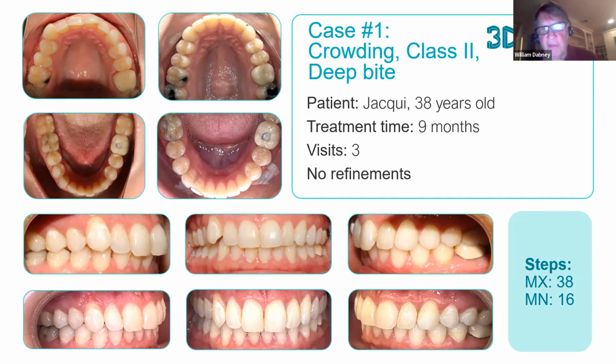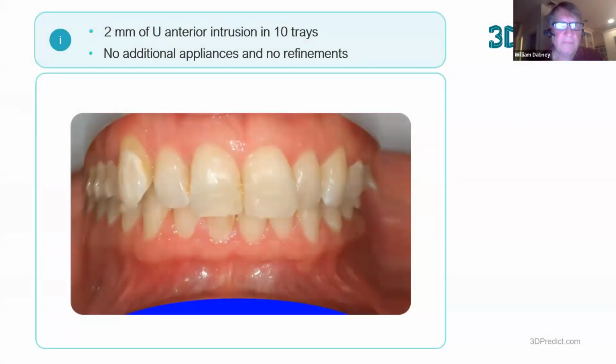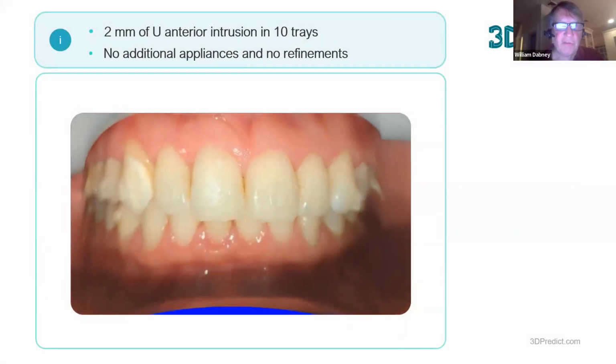And I can explain that stuff to you later. But it's kind of like, oh, maybe I need to give her a refund. This lady was ecstatic. So yeah, this is just typical of what we're seeing with the 3D Predict cases. Thin trays, 2 millimeters intrusion.